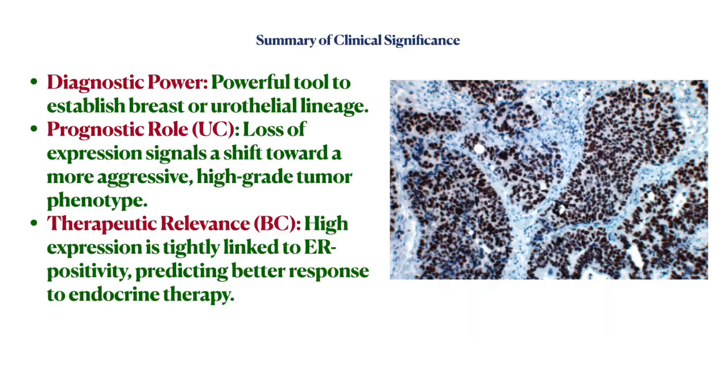It has very good diagnostic power when it comes to Gata3 positive cases such as your breast and urothelial, or using it as a negative marker in GI, prostate and other malignancies. In bladder, loss of Gata3 means a higher grade or a muscle invasive or a more aggressive subtype. Therapeutic relevance of this particular marker is that it is associated with ER positivity, so it can be used as a surrogate marker to see the response to endocrine therapy. Thank you.